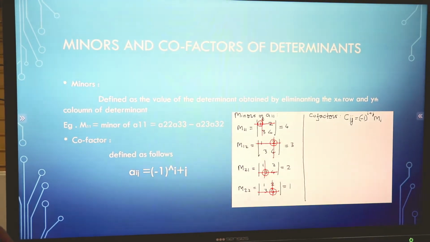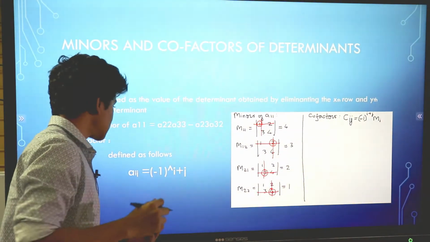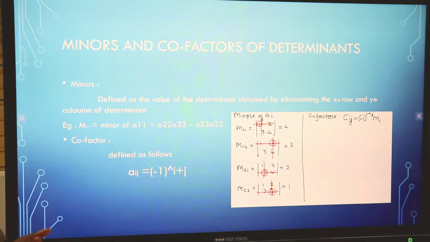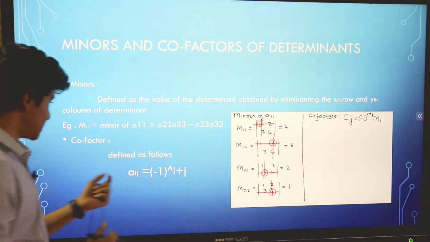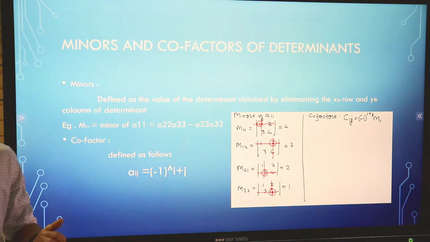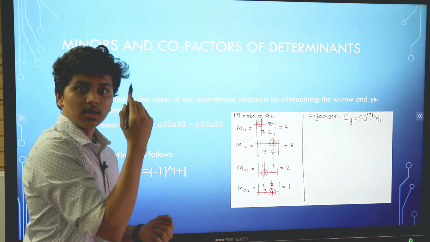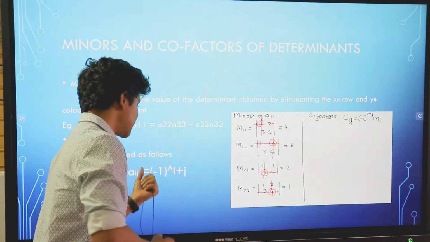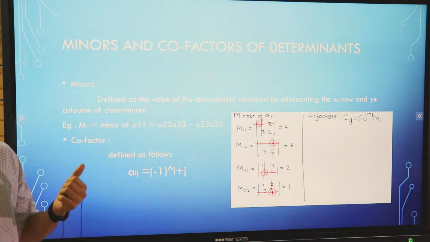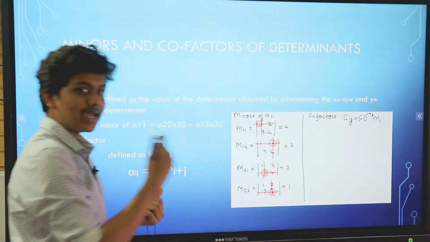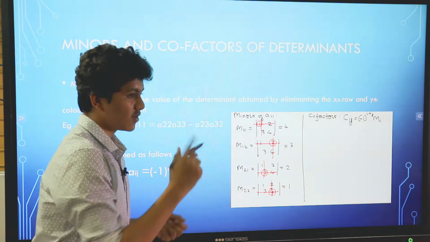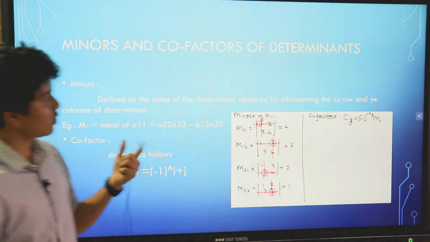Next comes a cofactor. Cofactor is a value which is found out by a formula, which is -1 raised to i plus j. i is the row number and j is the column number. So if I replace any values, if I am to find the cofactor of A12, then the row number will be 1 and the column number will be 2. That is how we find the value of a cofactor.